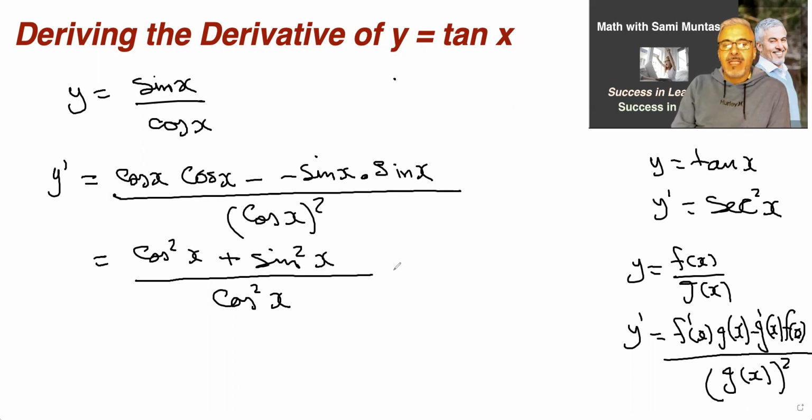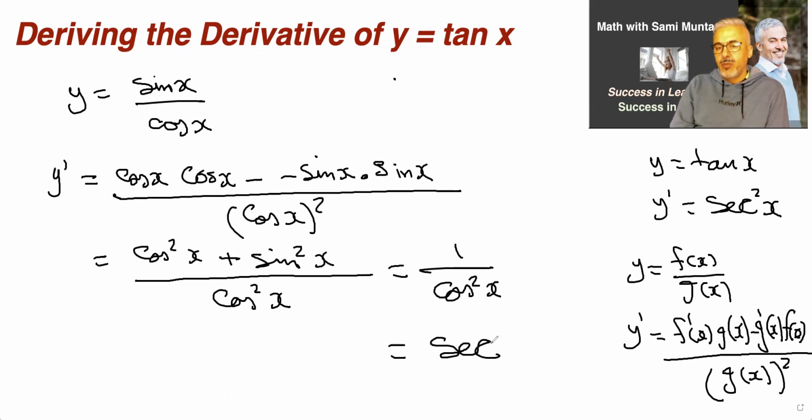Now from the identity sheet, you know cos squared plus sine squared gives you 1, and it's 1 over cos squared x, which equals, 1 over cos is secant x, and 1 over cos squared will make it secant squared x. And therefore, y prime is secant squared x, and that's the proof of how we got the derivative of tan x to be secant squared x.